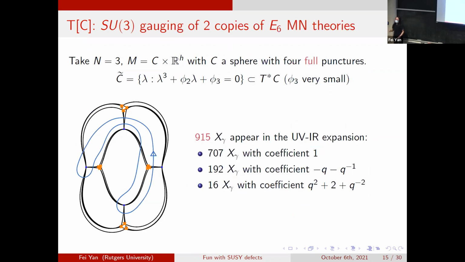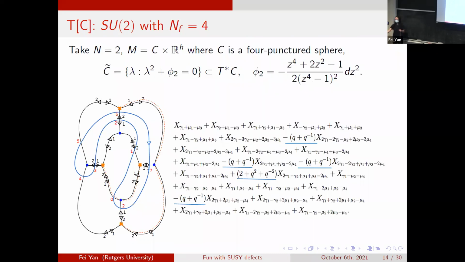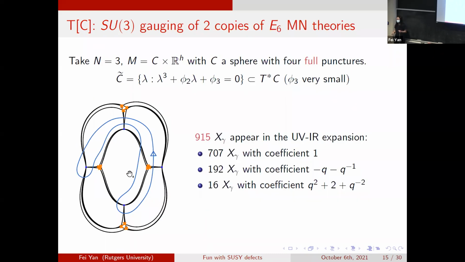And one could also consider a higher rank gauge theory, some SU3 gauge theory with some matter. And if you look at those two figures, they look very similar. So they're sort of like some cousin theories. However, and I'm still looking at the line corresponding to this blue loop here. However, the answer here will not be able to fit into a page. So in total, there will be 915 infrared lines, and with all these different kinds of coefficients.